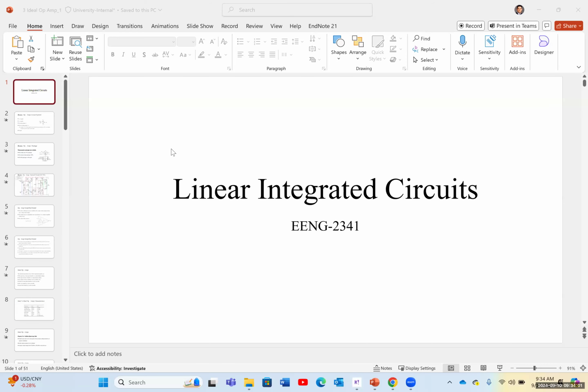Hi everyone, welcome to another LIC class. In the previous class, we spoke about slew rate and the effects of slew rate on the frequency response.